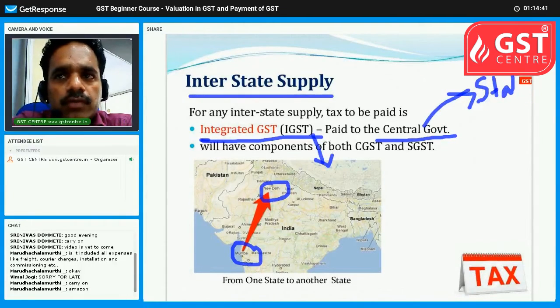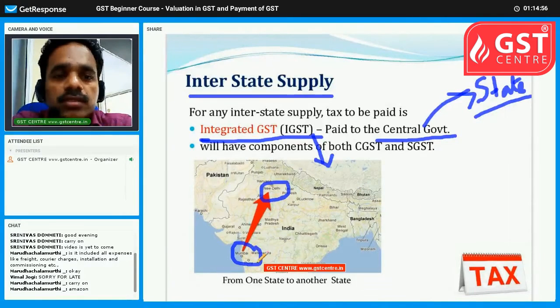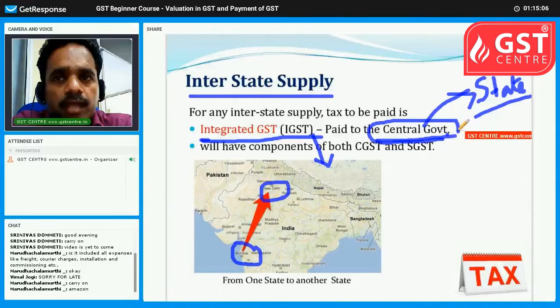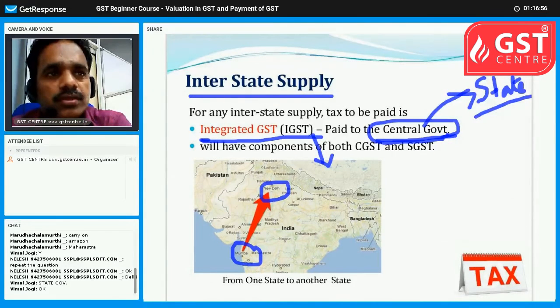But I put a question for you: which state government will receive the share from the central government? Either it is the Delhi government or the Maharashtra government. I repeat the question. There was a sale from Maharashtra to Delhi. IGST was payable to the central government. It is paid by the buyer, and one part of IGST will be given by the central government to the state government. But which state government? Is it Maharashtra or Delhi? The answer is Delhi, because we are applying destination based tax in the GST scenario.